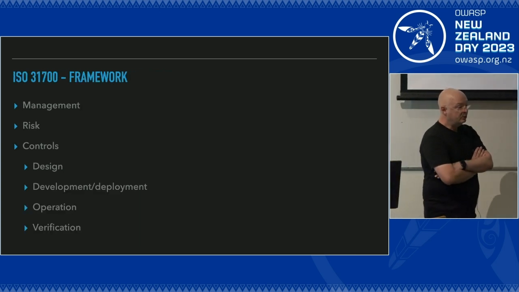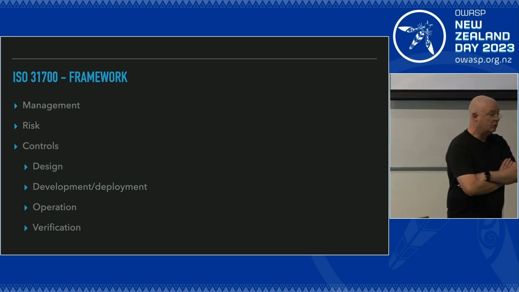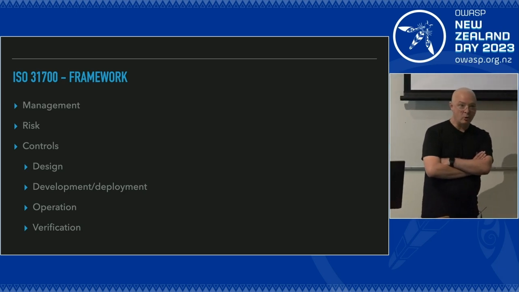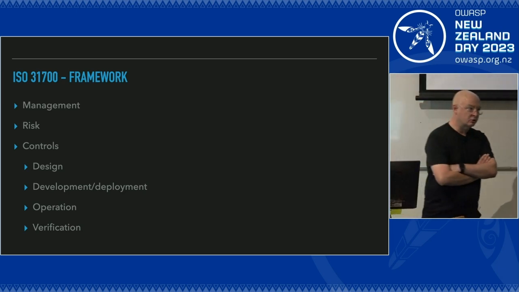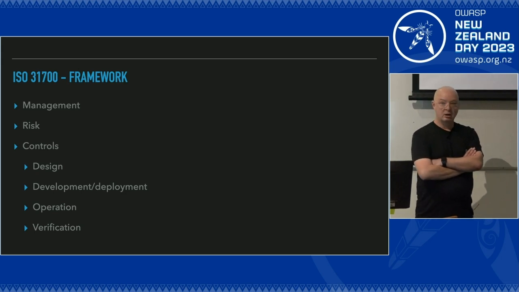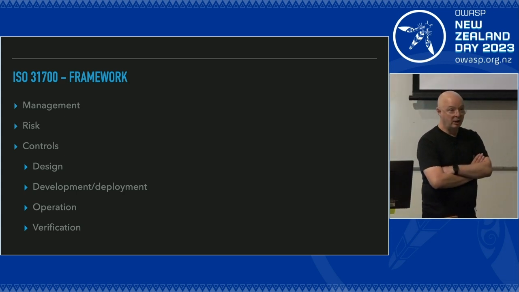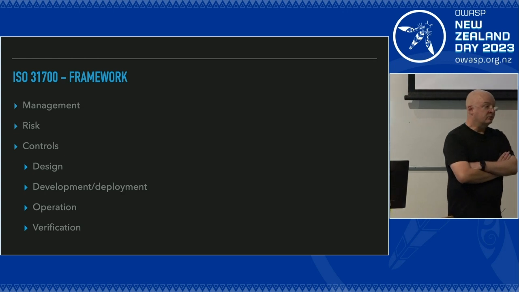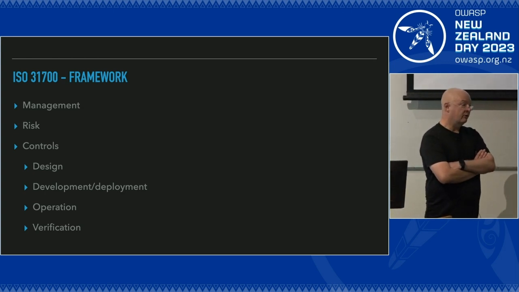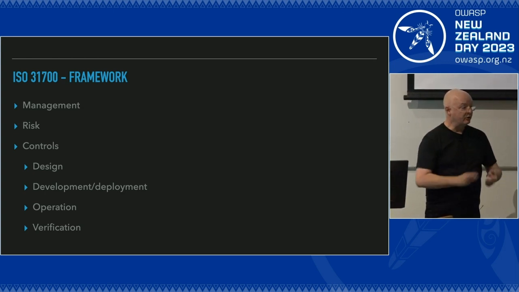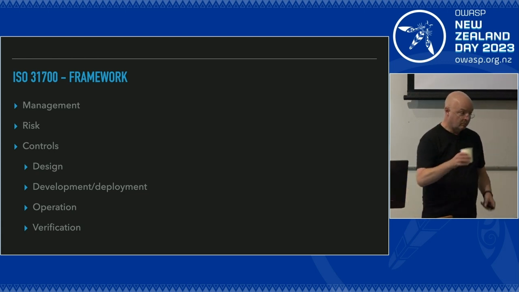So, back to ISO 31700. It's essentially a framework, and for those who are familiar with ISO 27000, okay, poor buggers, you'll know that generally there's a sort of a starting section which talks about governance, it talks about responsibilities, about ensuring people are educated, and this standard is no different, and that's covered in the management component of the framework.